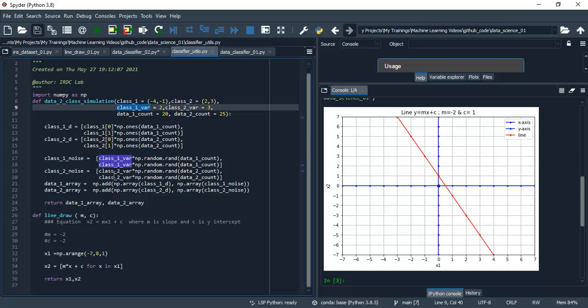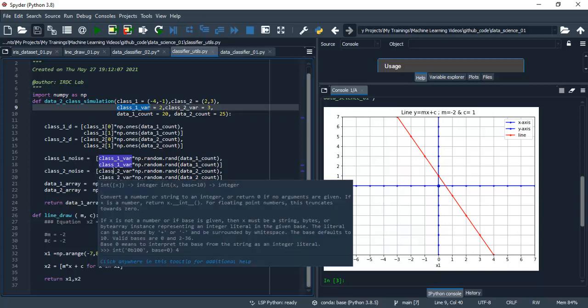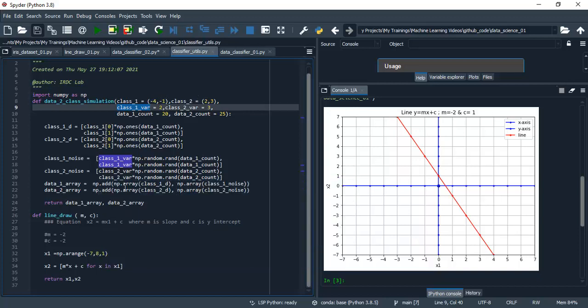So class 2 var is here, so this will be the class 2 noise, and then we add this noise to our points -4, -1, 2 and 3. So data 1, the class 1 data, is added with the class 1 noise, and class 2 data with the class 2 noise, and we got the data 2 array. So we got 2 types of data, 2-class data, and that will come back here.